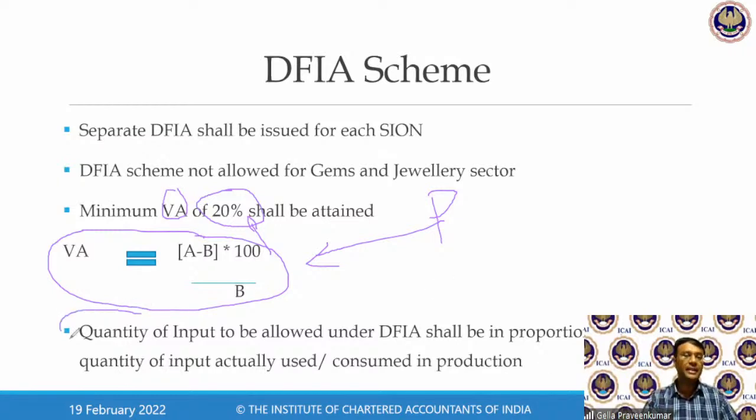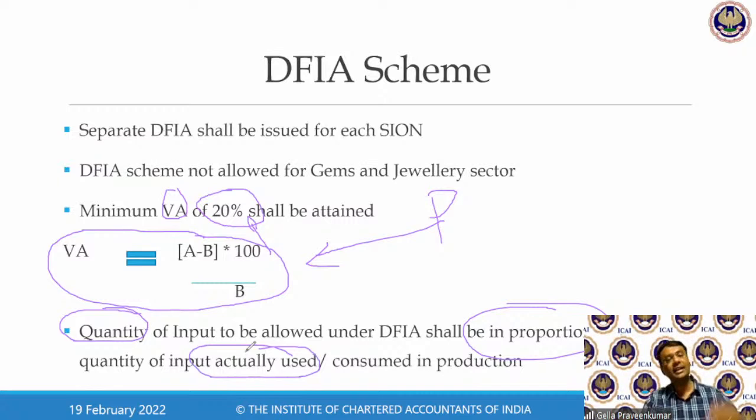Now, based on your SION, quantity of input which is allowed for DFIA, in same proportion, I'll get the value for this license. So what they say, how much value I've imported, proportionate value I'll give you as a benefit under DFIA. So if you imported goods for 10,000 pieces, whose value is say 2 rupees per unit, say 20 lakhs, equivalent 20 lakhs I'll get in my DFIA.